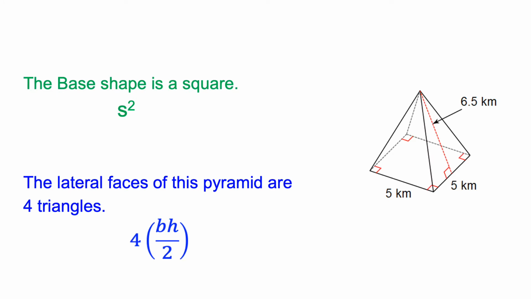The base shape is a square. We solve for that area using side squared. The lateral faces of the pyramid are 4 triangles. So the area of one triangle is base times height divided by 2. We multiply that by 4 to find the total surface area of this shape.